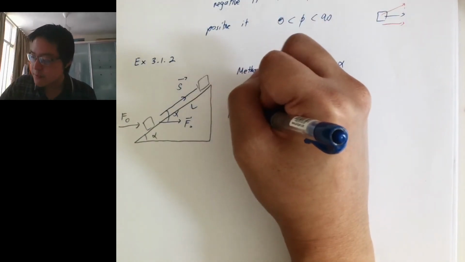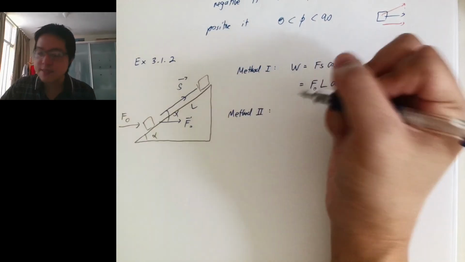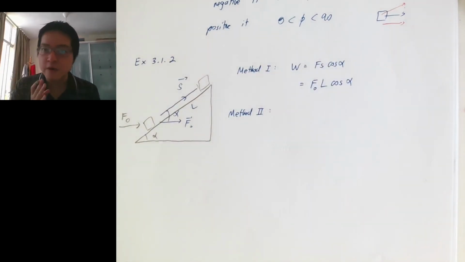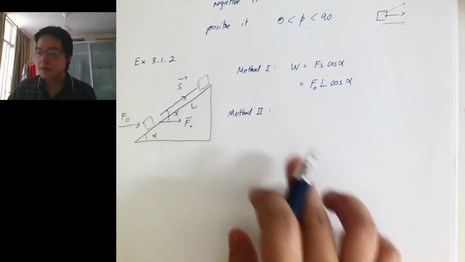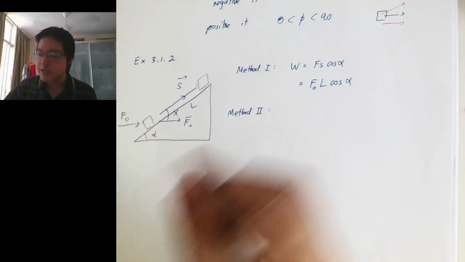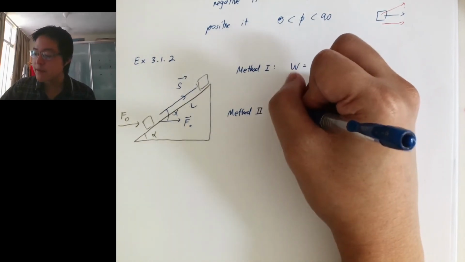How about the second method? The second method is probably newer to some of you, but it's more important to learn now, because at a higher level this method will be more convenient, which is to write this in vector form.